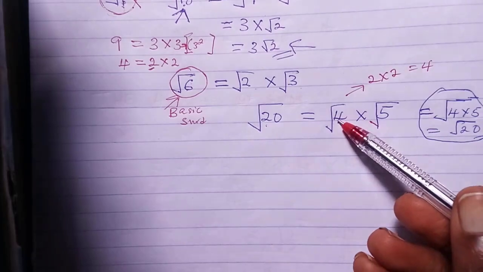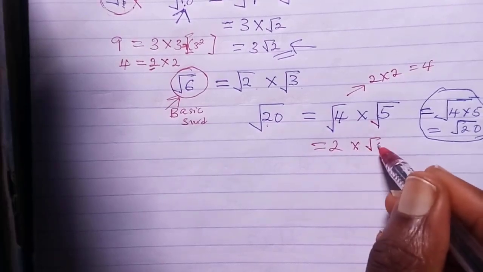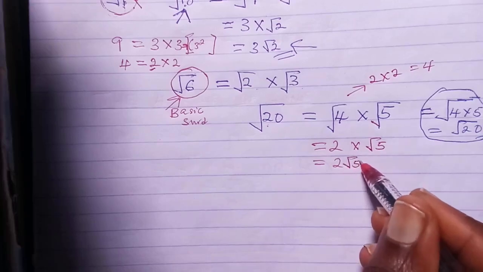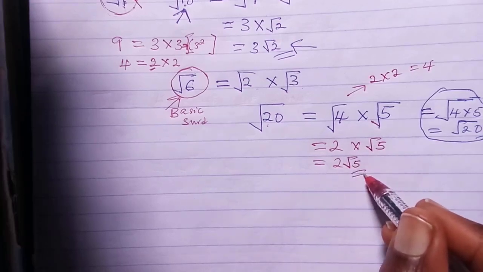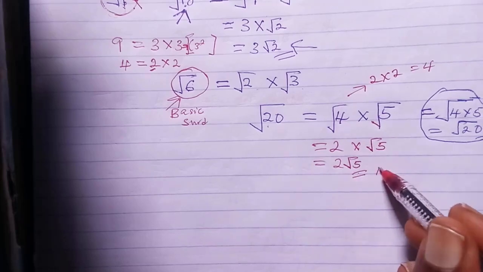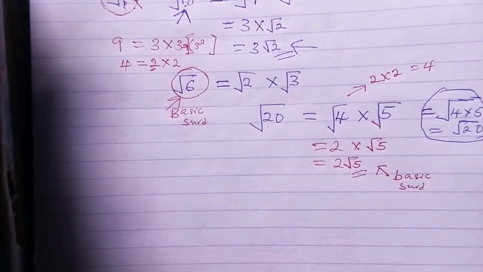So if I break this down, the square root of 4 is 2. So this is going to be equal to 2 times root 5. So root 20 is now going to be equal to 2 root 5. I've simplified it to a basic surd. This is a basic surd. I believe the concept of basic surd should be very clear. So just take note, if one of the numbers is a perfect square, then it is not a basic surd.